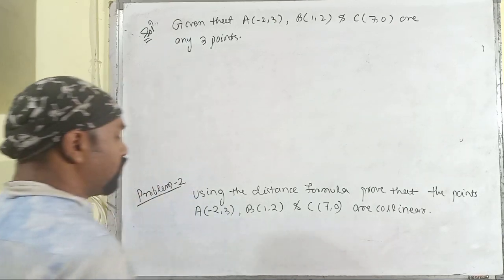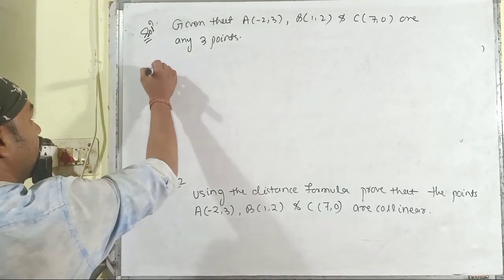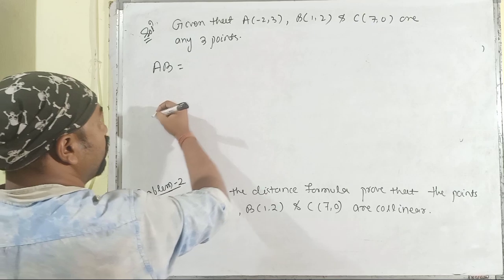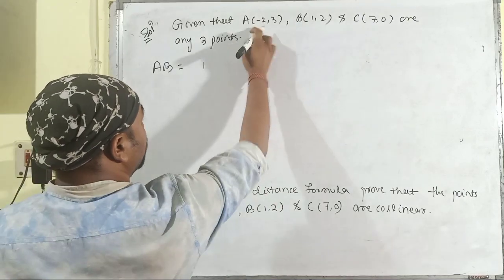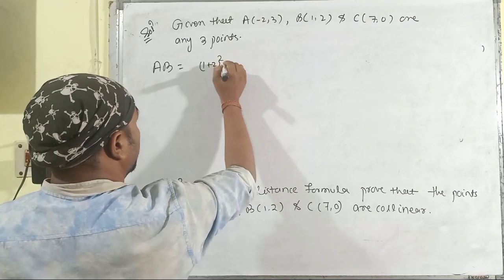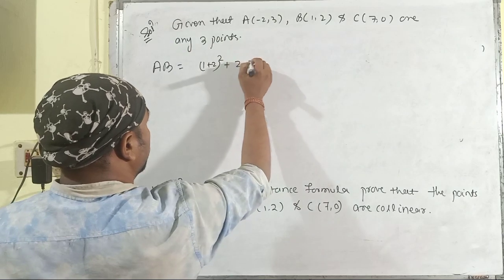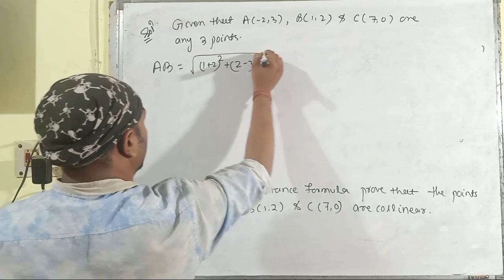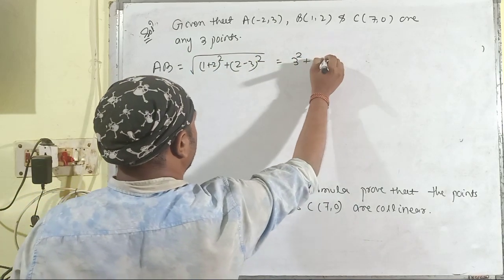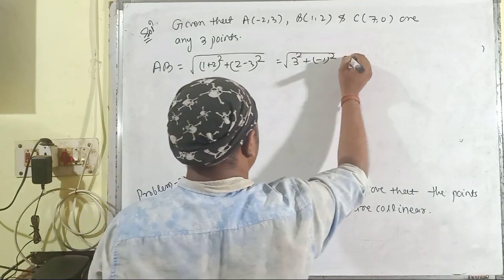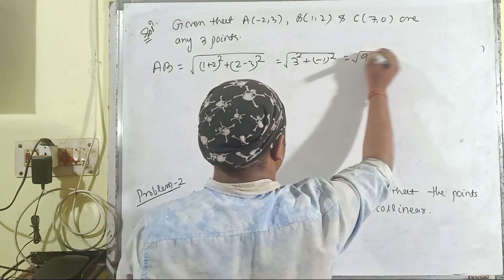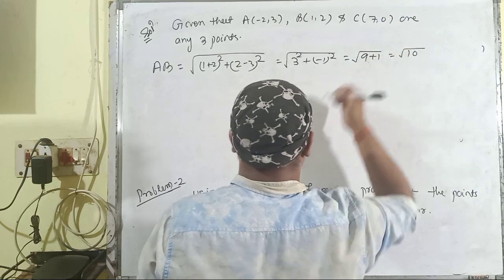So first of all we have to find out AB here. AB is equal to the square root of (1 minus (-2)) squared, that means 3 squared, plus (2 minus 3) squared, which is (-1) squared. Then this is 9 plus 1. That means it is root 10.